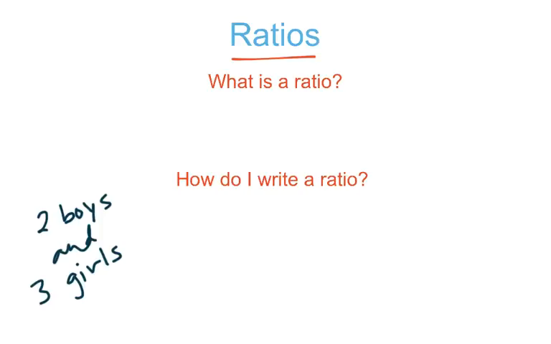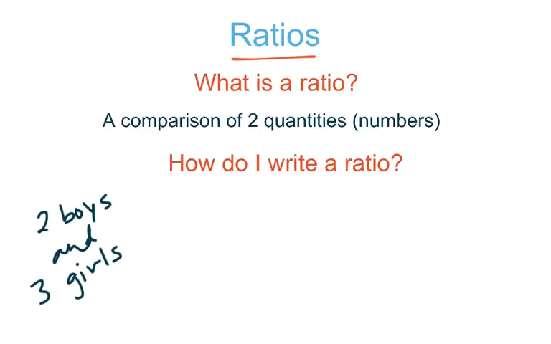In this screencast, we're going to explore the concept of ratios. So the first thing that we're going to do is define what a ratio is. A ratio is a comparison of two quantities or numbers. You'll see that that's on the screen. Once again, a ratio is a comparison of two quantities or numbers. So we're comparing things.